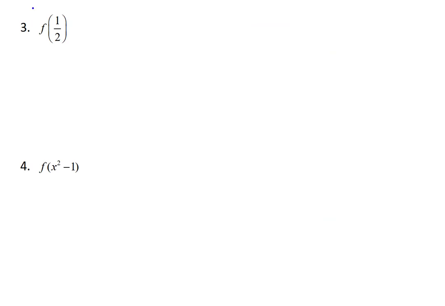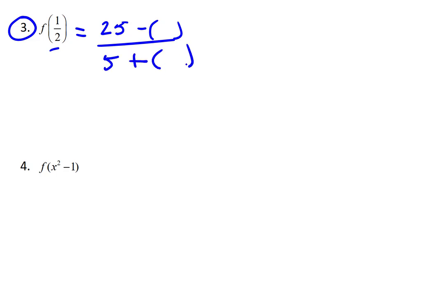For our third example, we want to find f of 1/2. We're using the same f function, so again we'll copy it down with blanks instead of the variable, which means 25 minus blank instead of 25 minus x over 5 plus blank instead of 5 plus x. And in each blank, now we're going to plug the 1/2, our input value.